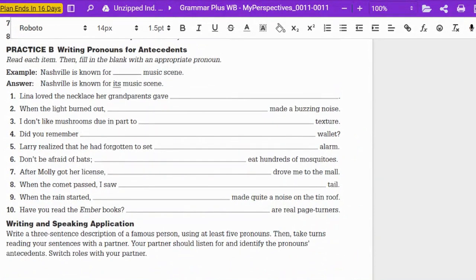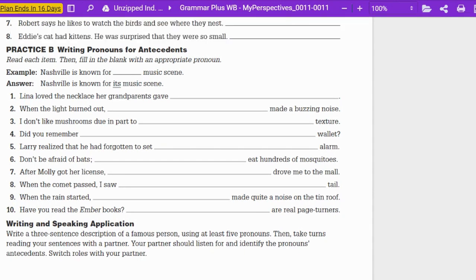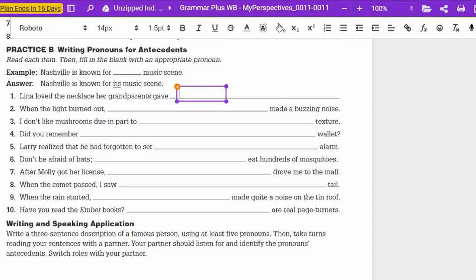Practice B, writing pronouns for antecedents. Read each item, then fill in the blank with an appropriate pronoun. Nashville is known for blank music scene. Nashville is known for its music scene. Lena loved the necklace her grandparents gave. We'll replace that with a pronoun, her.